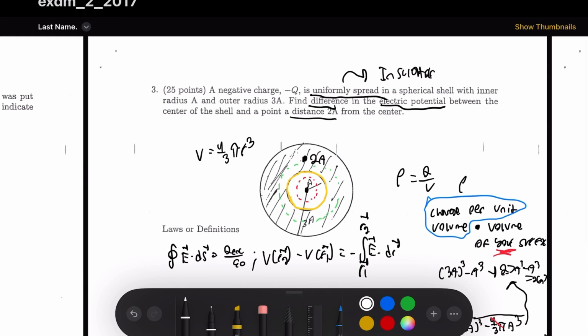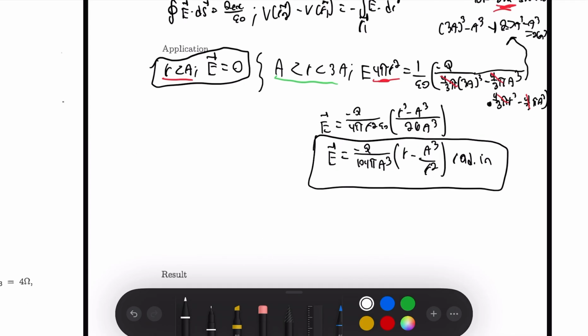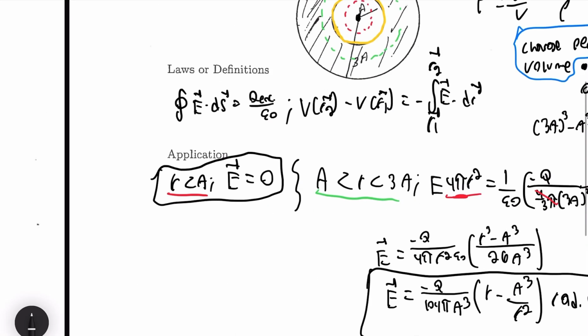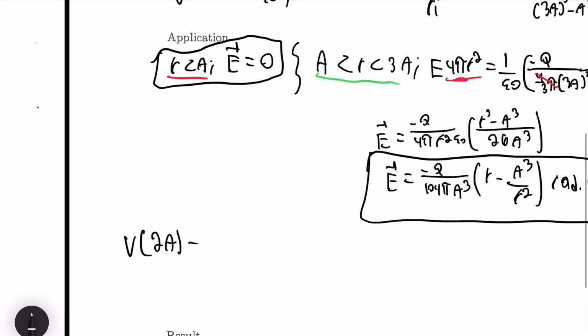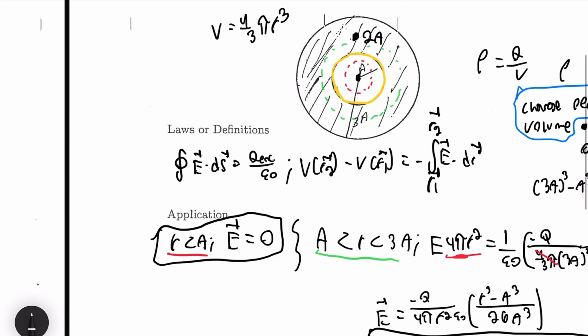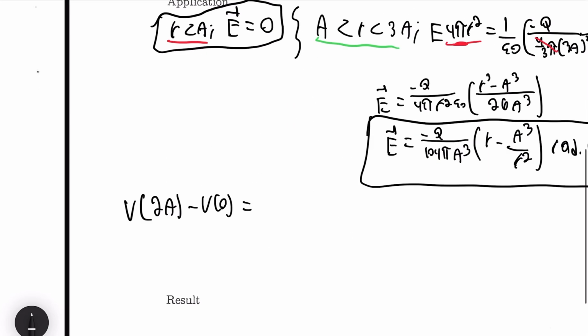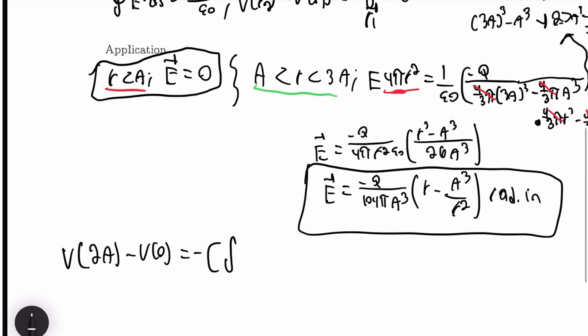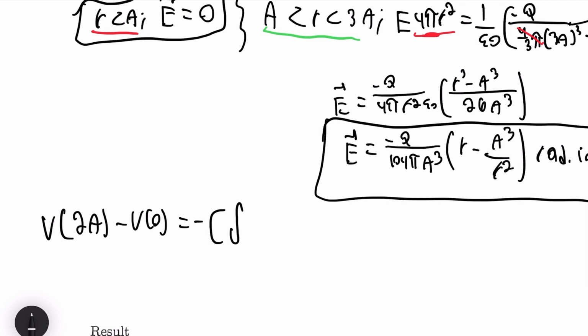So now, yeah, I'm just finding the difference. I have everything I need. So it'll be V of what? 2a, minus from where? From the center. So V is 0. So that'll be the negative integral from 0 to a. It's 0, so I'm just not going to write that. But then from a to 3a, it's what we calculated. So it's going to be from a, but we're not going all the way to 3a. We're going simply to 2a. So a to 2a of our electric field.